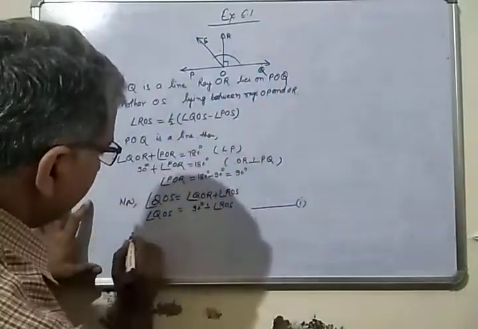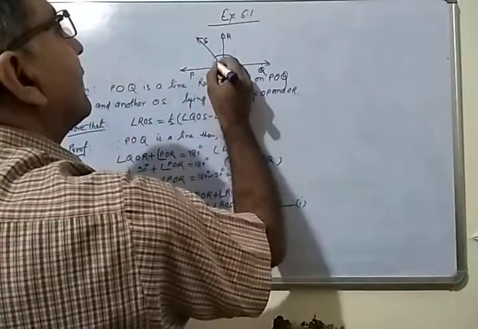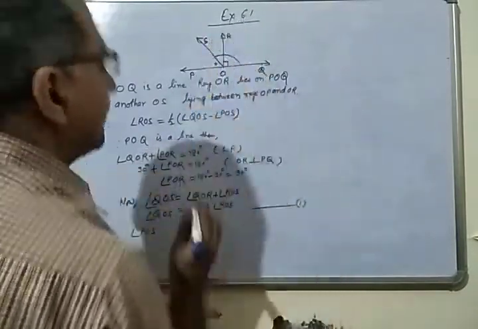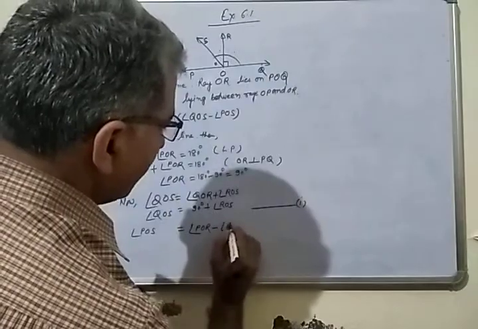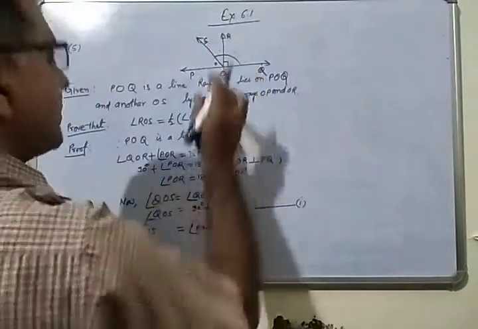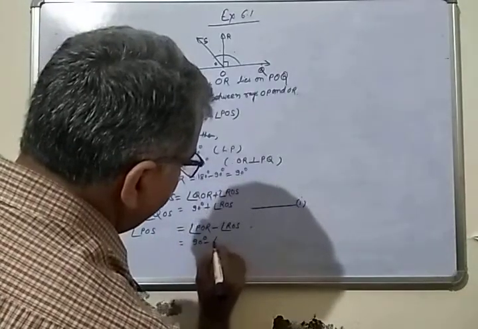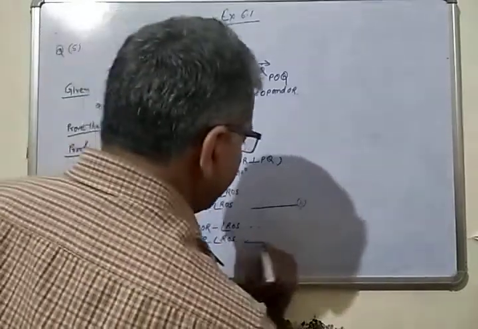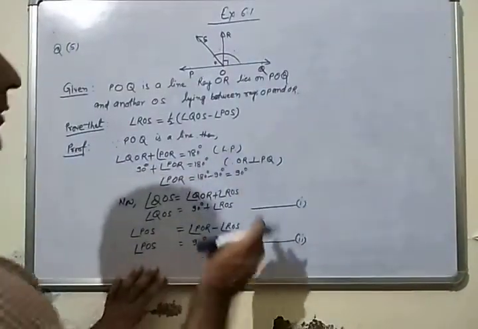And next one, angle POS. Angle POS is only this one. This can be written as this minus this, or angle POR minus angle ROS. POR is 90 degrees, so you can take 90 minus ROS, here angle POS. This is equation 2. Now subtracting equation 2 from equation 1.